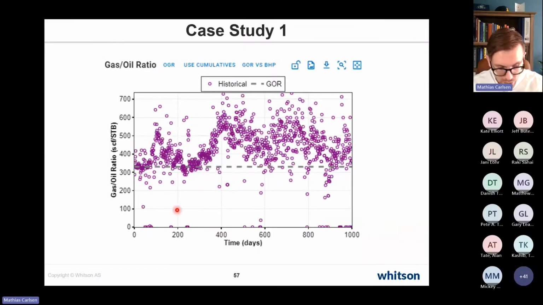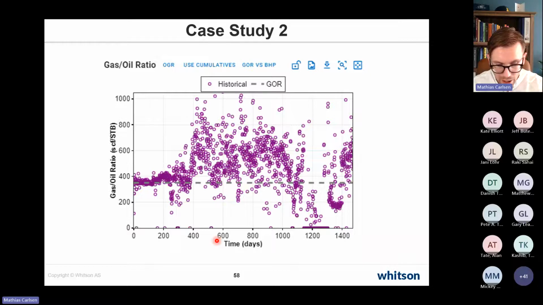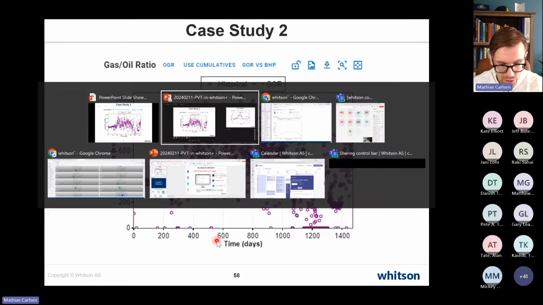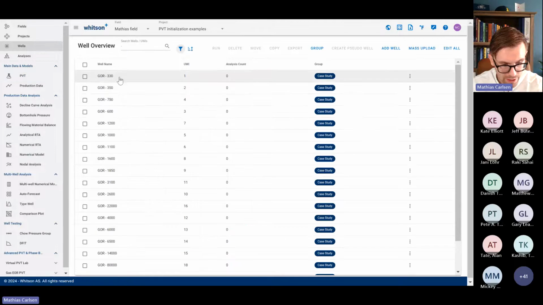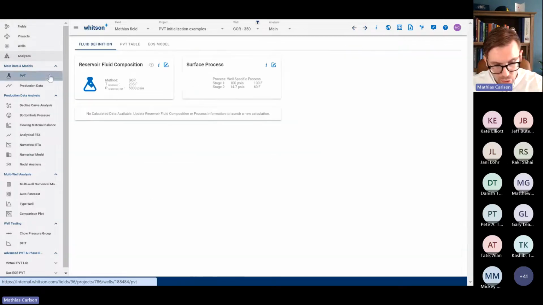That's good. Case study 2 has a little bit higher GOR, so that's what we're going to do here. I'm going to go to the next well, 350-ish. So we're saying, okay, a little bit higher GOR. What should you think immediately?